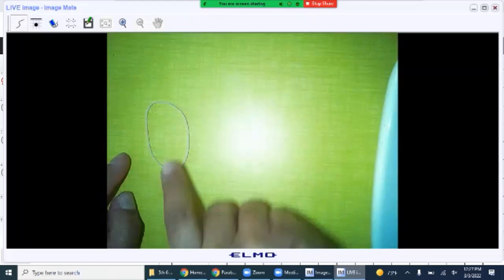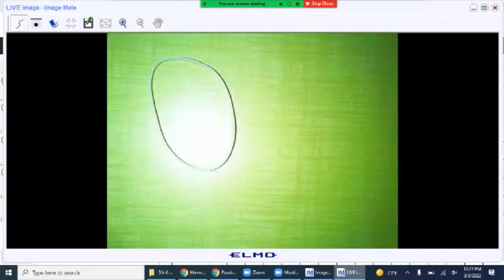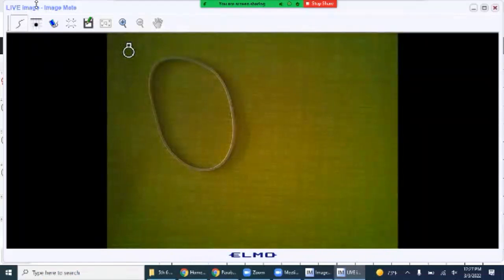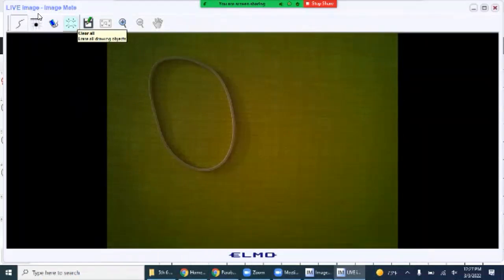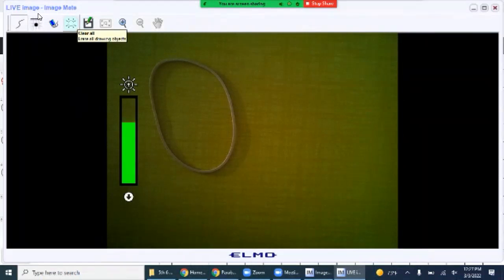Say the bottom half of this rubber band. Should I just increase the brightness? I don't know. Where's my brightness button? Oh no. Let me go down.